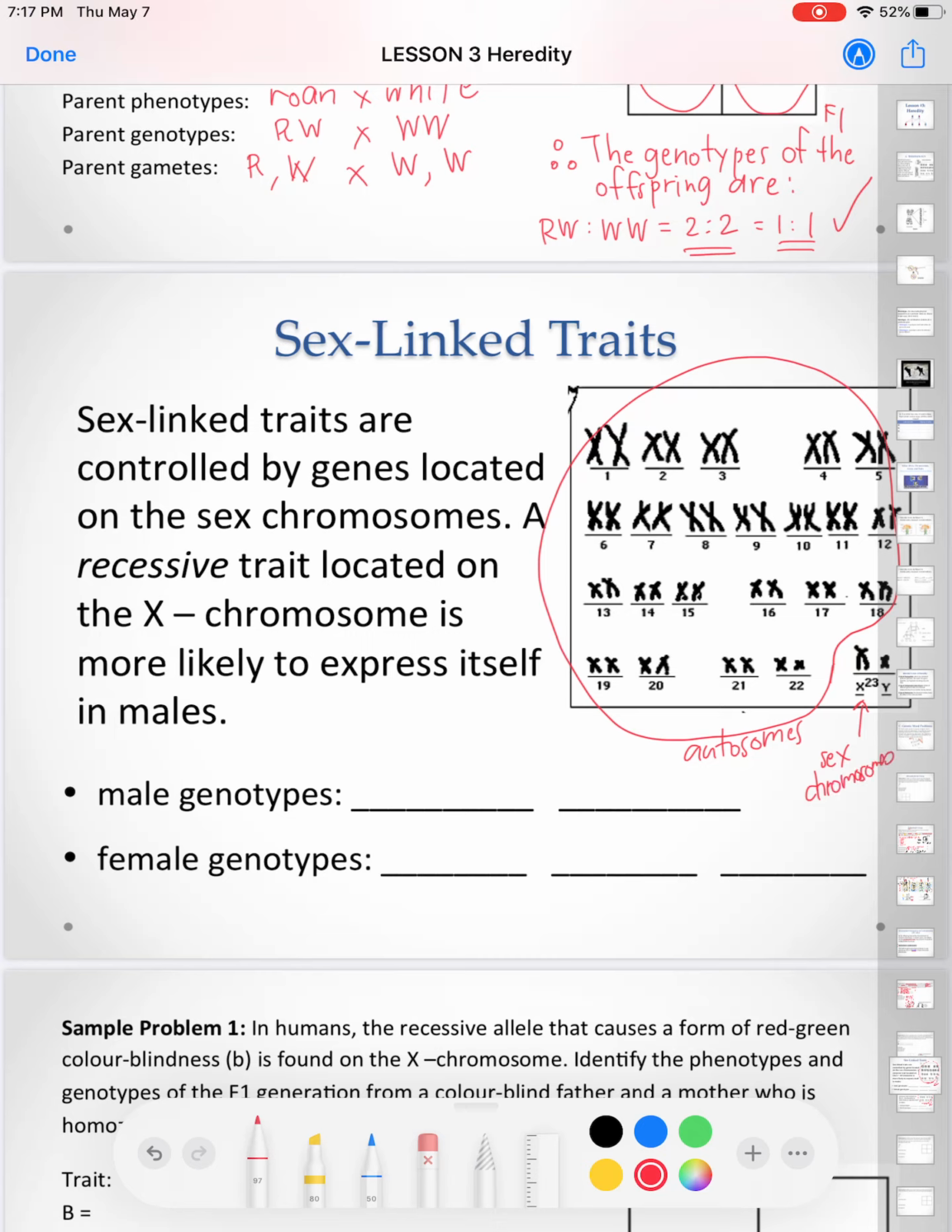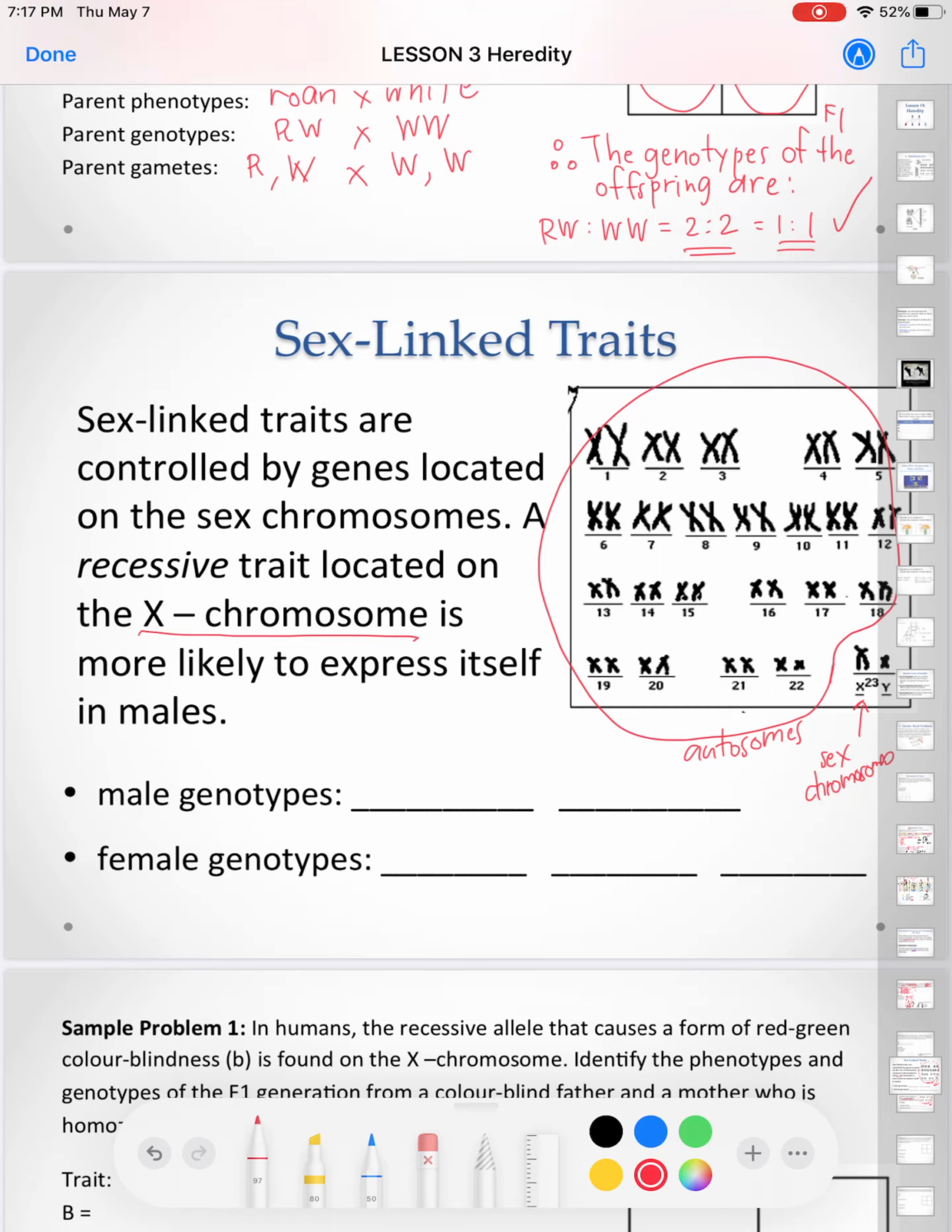So sometimes we can also do questions with traits, dominant or recessive, which are located on your sex chromosomes. And it does matter now which chromosome these alleles are on, because males and females do not have the same genotype on the sex chromosomes. Most of the time when we're looking at traits on the sex chromosomes, they're on the X chromosome, because it's so much bigger, and the Y chromosome is so much smaller, and it just doesn't carry as many traits as the X chromosome.